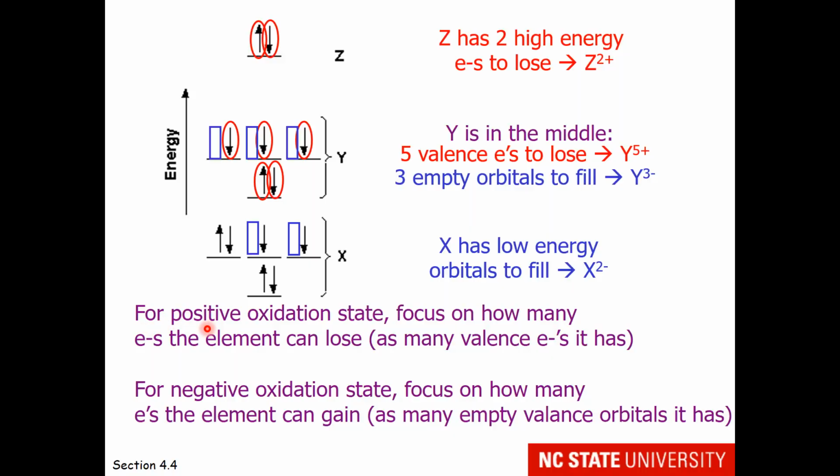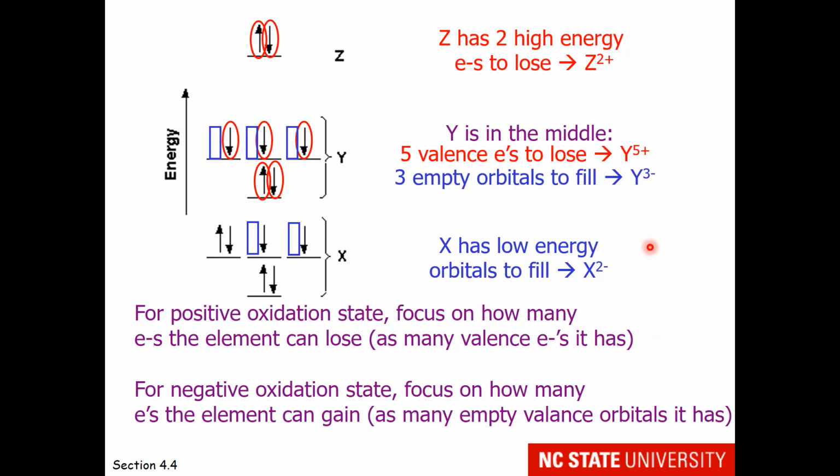So when thinking about the positive oxidation state of these mystery elements, focus on how many electrons the elements can lose, which is the total of valence electrons it has. That's why I've assigned Z as possible 2+ and Y as possible 5+. For the negative oxidation state, focus on how many electrons the element can gain. So we're looking for vacancies. That is why Y could possibly be 3- and X could possibly be 2-.